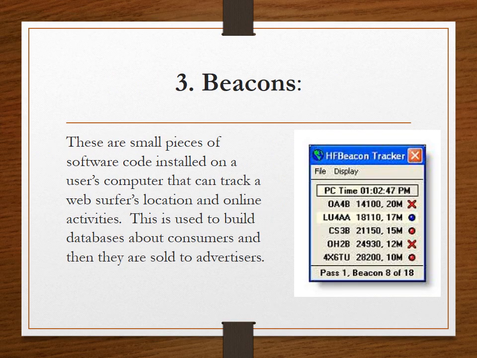Then we have what's known as beacons, and these are small pieces of software code installed on a user's computer that can track a web surfer's location and online activities. This is used to build databases about consumers, and then they are sold to advertisers. So, like let's say that it tracks your IP address to an area in Philadelphia, and it shows that you're really into music. Well, at that point, you might start getting a lot of advertisements for clubs and music, various new artists that are coming out, things like that.